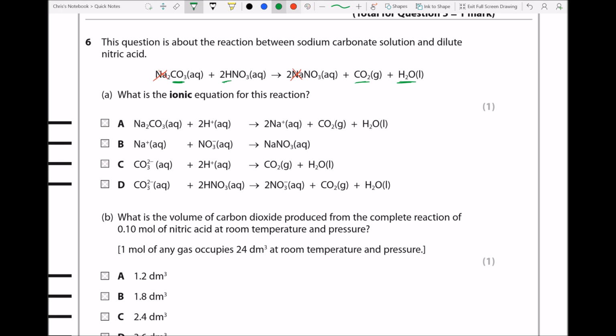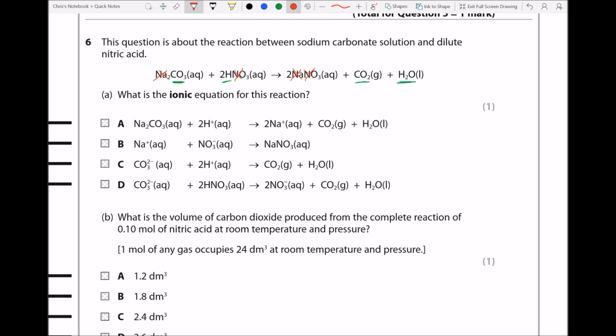If we look at the nitrate bit next, you can see there's NO3 there, and there's NO3 there. Nothing's happened to the nitrate. It has bonded to something else, but it hasn't physically broken down. It's pretty much the same. So we can ignore that, and the nitrate is just a spectator ion.